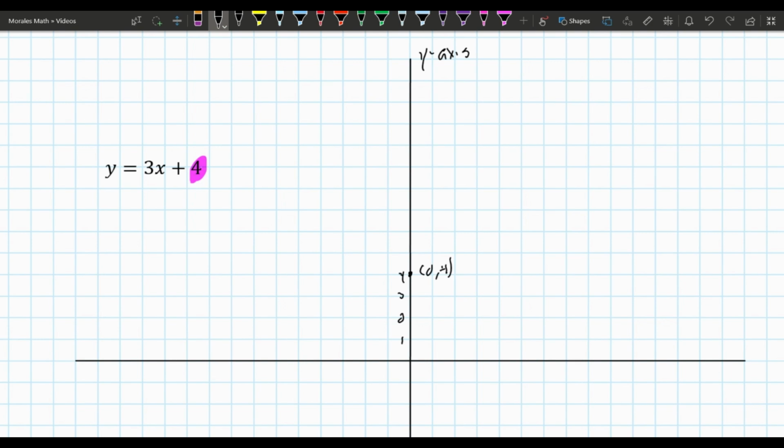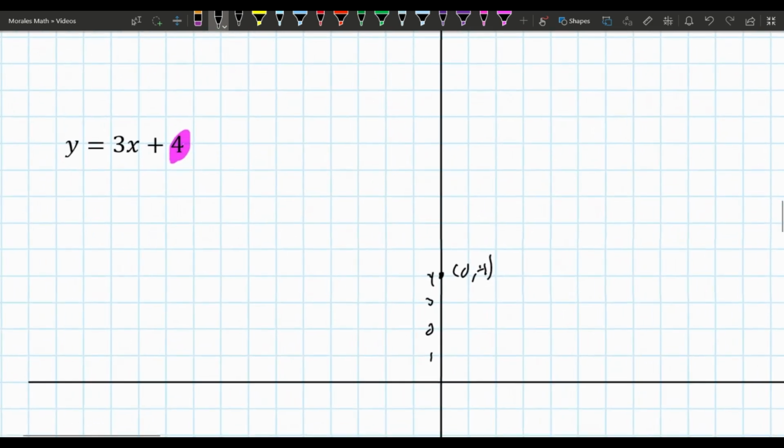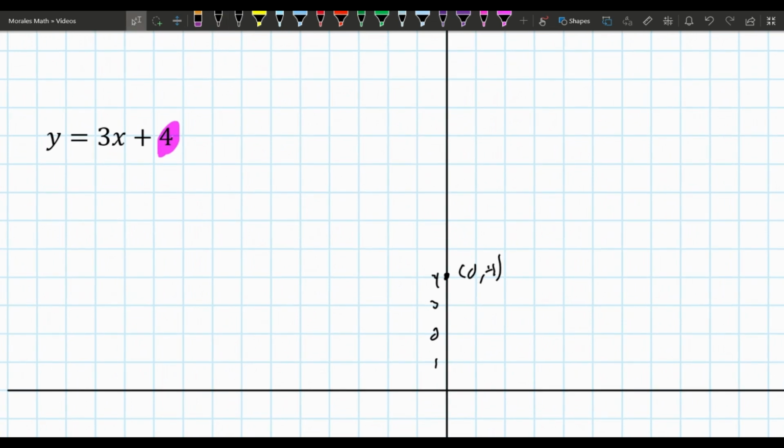Now I haven't actually talked about this just yet, but instead of actually calculating what y would be if x was 1, just keep in mind that the 3 right there is the m, the slope.